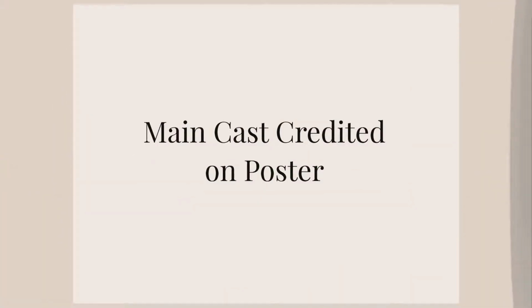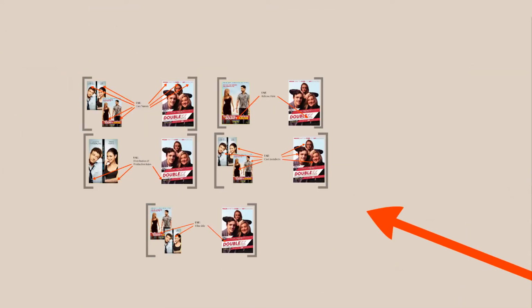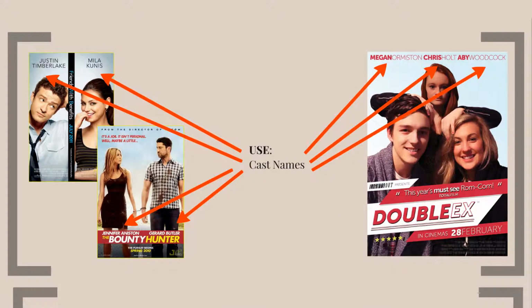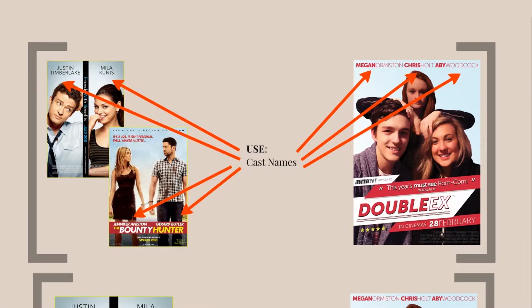So, typical of film posters, I've opted to include the main cast / star names at the top of the poster. This can be seen in both examples here. Mila Kunis and Justin Timberlake from Friends with Benefits, and Jennifer Aniston and Gerard Butler from The Bounty Hunter. These are two examples of rom-com movies which were successful at the box office.